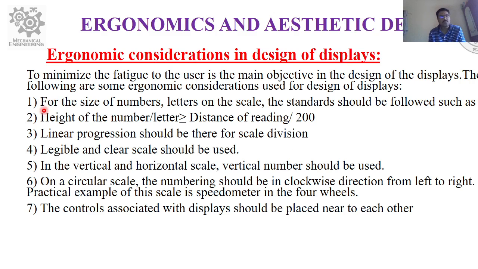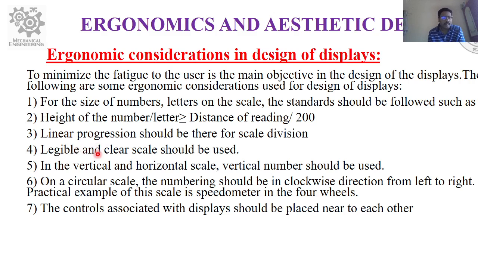First one is the size of numbers and letters on the scale; the standard should be followed. Mainly the numbers, letters, or any standard measurement can be easily shown in the display systems. The height of the numbers or letters or distance readings is more than 200. The linear progression should be in the scale divisions. Each and every scale division will be clearly in linear progression.